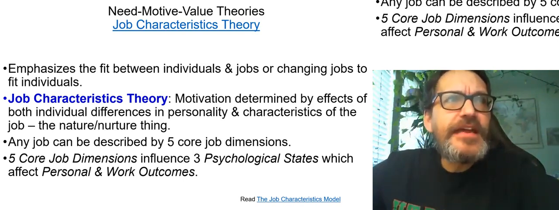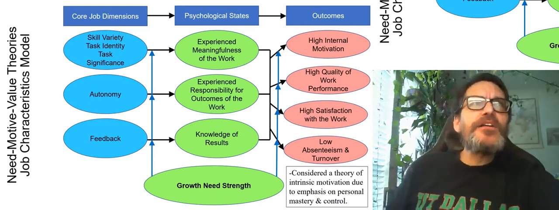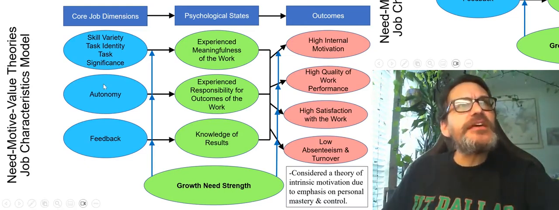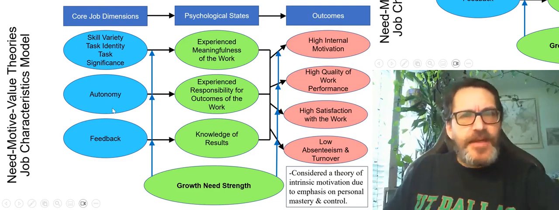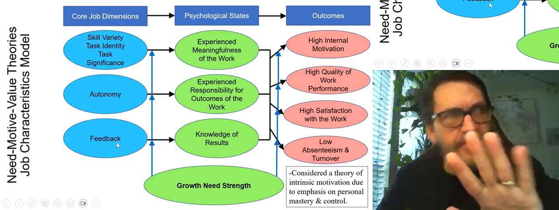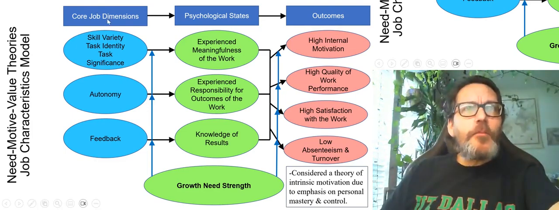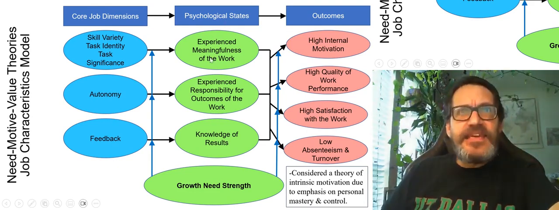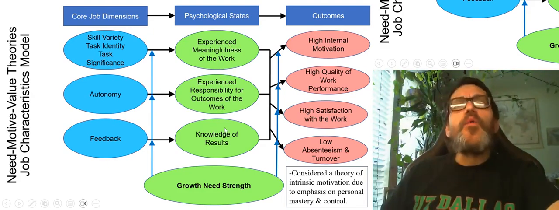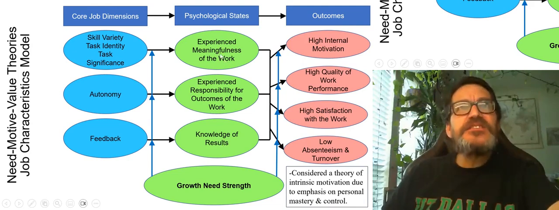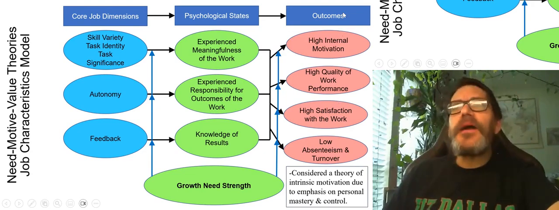And so job characteristics theory is the idea that you can take any job and break it down into its 5 dimensions. Look at this: skill variety, task identity, task significance, autonomy, and feedback. So these are the 5 core dimensions of any job. Okay? When these dimensions are present, then these are the psychological states we will experience. Okay? When we experience these psychological states, these are the outcomes in the far right column.